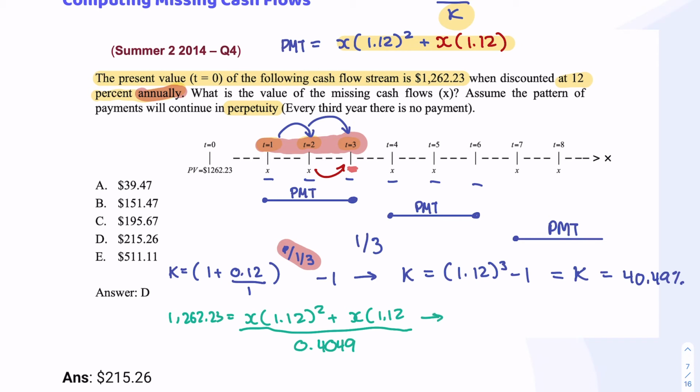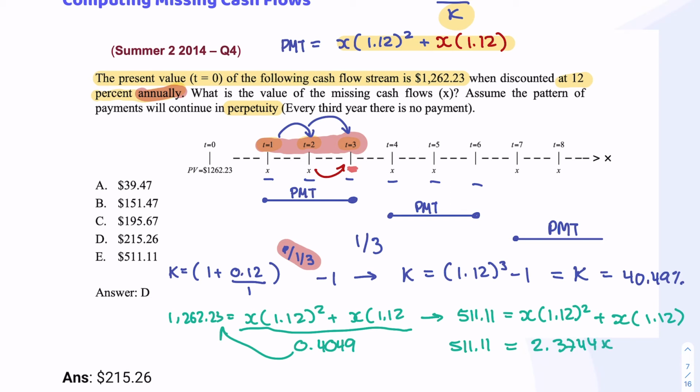So all that we have to do is some quick little maths. If you bring this right here, now you have 511.11 equals x plus x, such that you're going to be able to find your x. 511 equals 2.3744 x, such that your x is equal to 215.26. Okay, and obviously you get your answer, which is D.